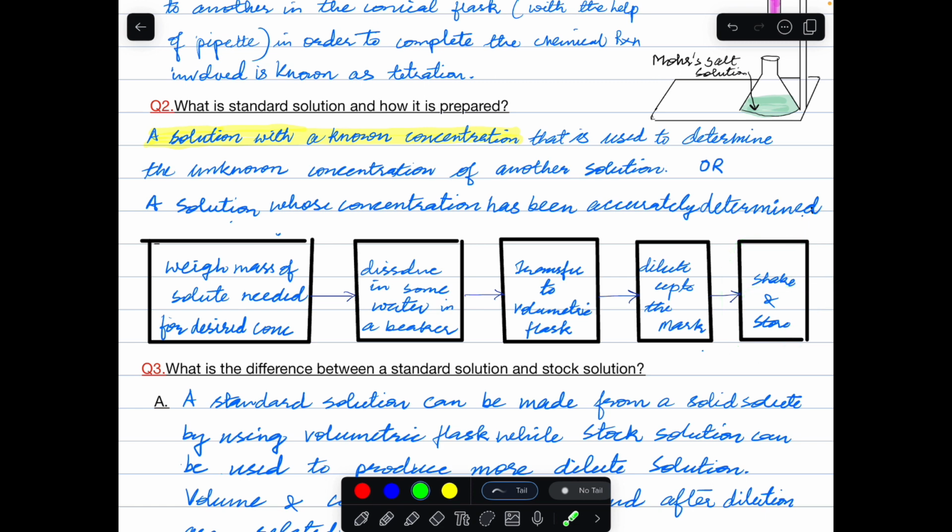In case of the solution of Mohr's salt that you have prepared in your lab, you have added sulfuric acid also to avoid hydrolysis of ferrous sulfate.